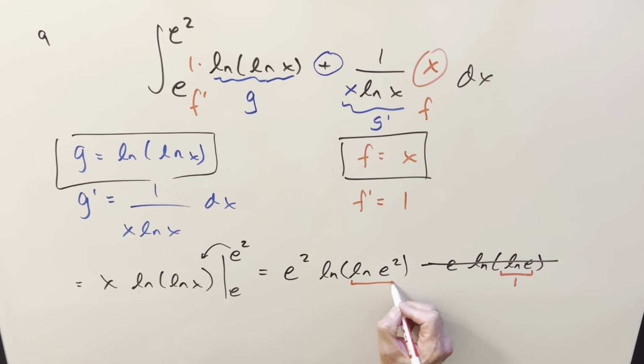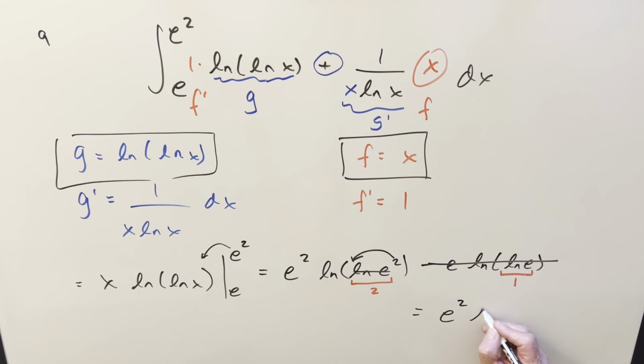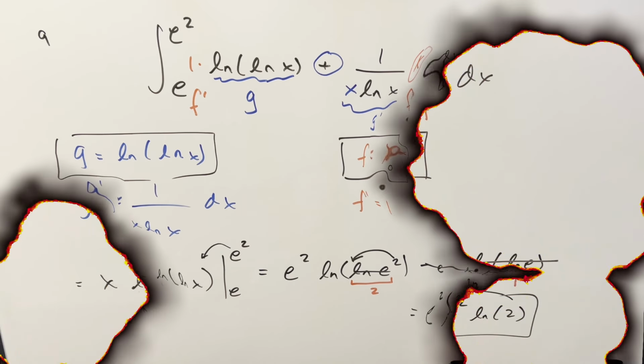Here, ln e squared, that's just going to be 2. To do it out, really, you would just use log properties, bring the exponent in front. ln e is 1. So that part cancels out and you're just left with a 2 there. So put all that together for my final solution, we just get e squared ln of 2, and that's it.